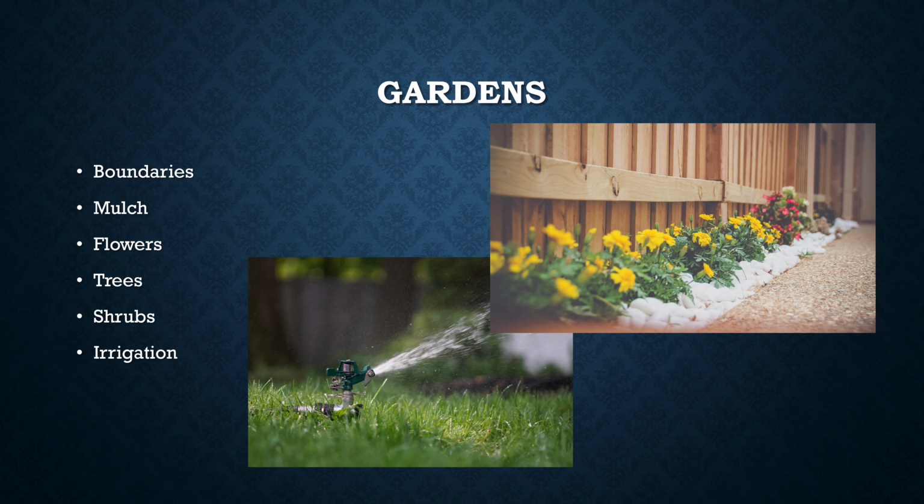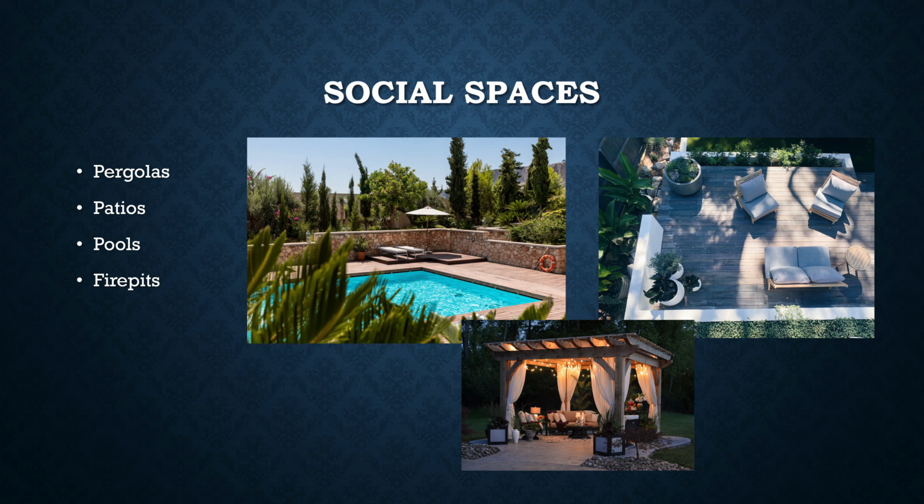But you want to keep in mind the boundaries of the gardens. Do I want to do some kind of small retaining with some brick or stone? Do I want to have the mulch? Do I want to do flowers, trees, or shrubs? What kind? And, of course, irrigation. Now that I've got all this stuff living here, if I've got to keep it alive, I should probably put some irrigation in. So these are all things to think about with your gardens.